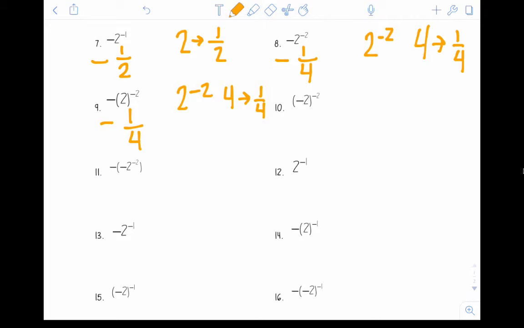Number 10, the difference is that now that negative is included inside the parentheses. So this exponent has become a nice exponent. So now this is saying what's the inverse of negative 2 squared? So negative 2 times negative 2 is positive 4. The inverse of 4 is 1/4. So this answer right here is 1/4.